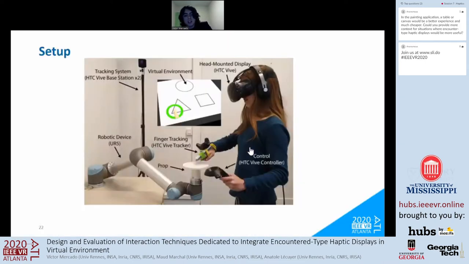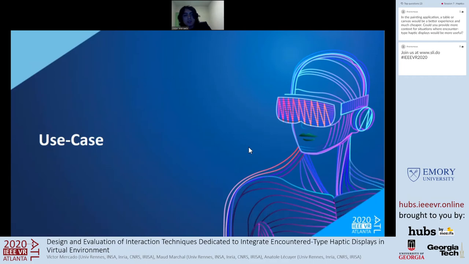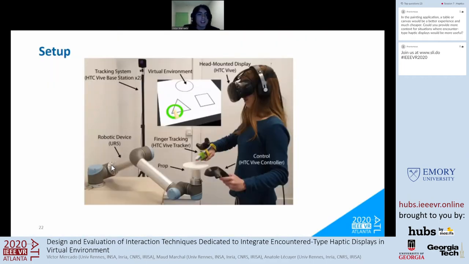So I think we have already talked a lot about the use case, but I will specify a little about the things that we used in order to implement it. We use a robotic device, a Universal Robots UR5. We also use the Vive system for rendering the virtual environment, as well as the tracking system for the base station. We additionally used the Vive tracker for acknowledging the user's finger position, because we render that in the virtual environment, as you could see.